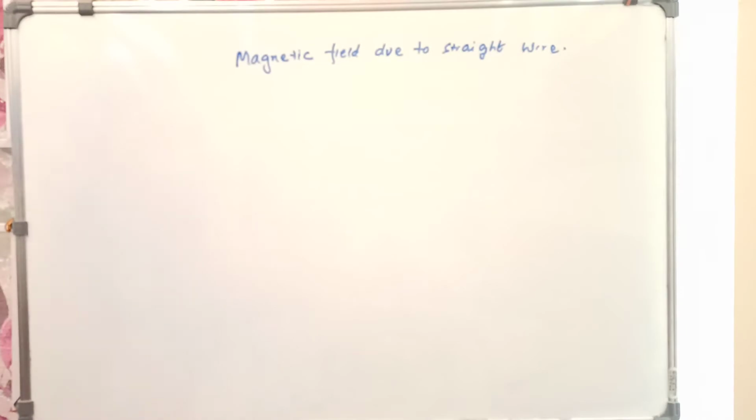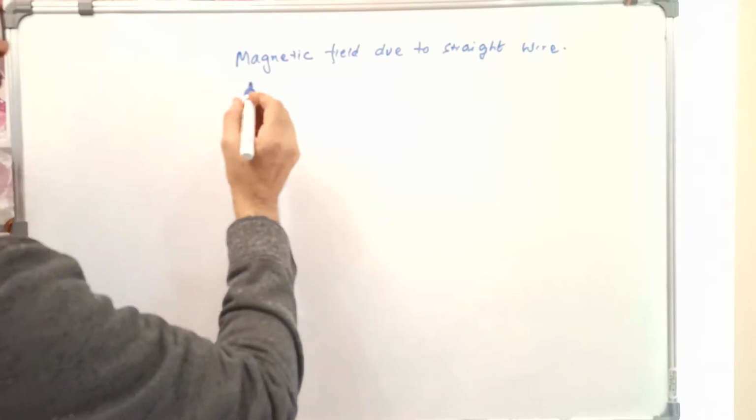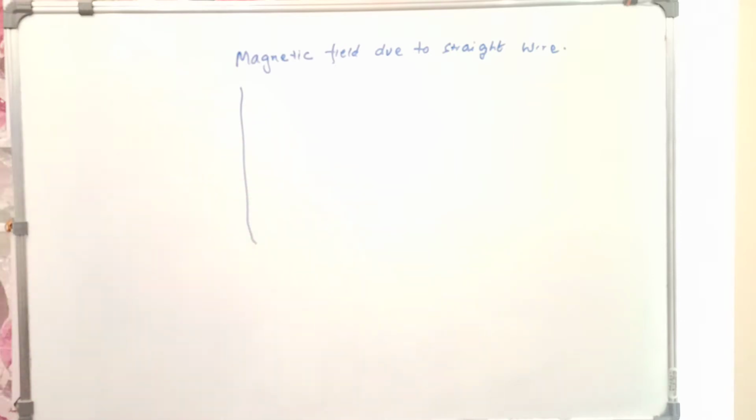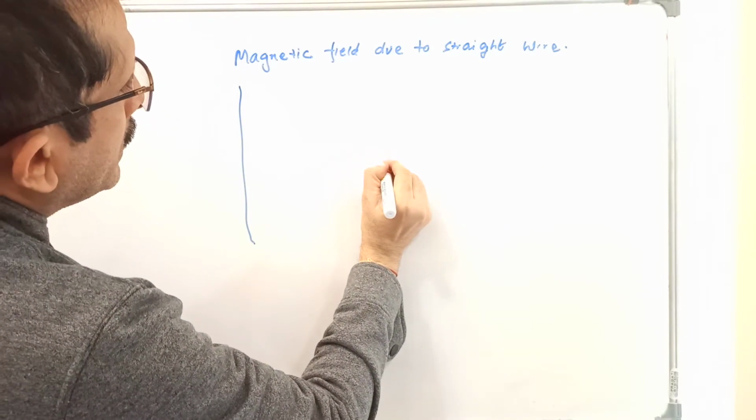Now, a few things to remember. In the last lecture, we spoke about Biot Savart's law. Now, Biot Savart's law basically talks only about incremental length. It talks about dl, which creates dB, a very small magnetic field. In this lecture, we will be talking about a straight wire and how much magnetic field it creates at, let's say, point P.